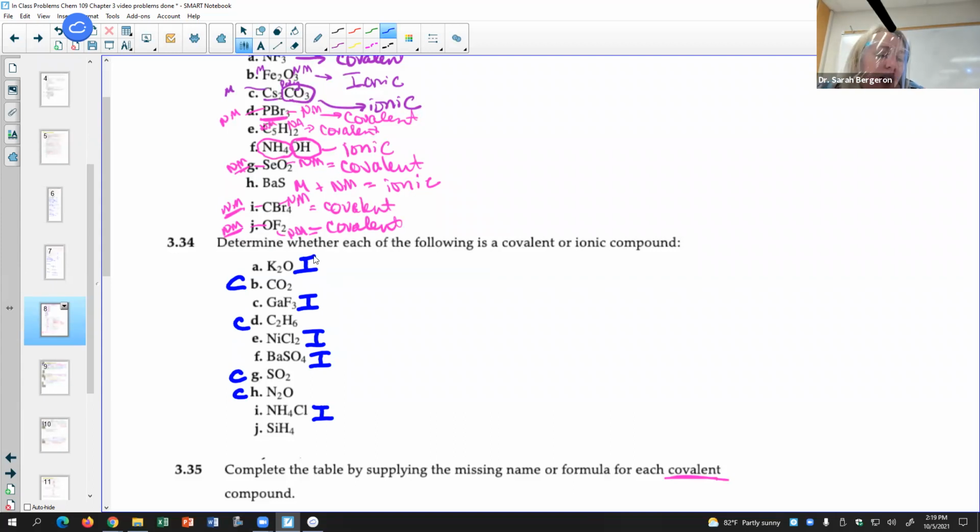Okay, SiH4. Careful with this one. What is Si? Who's your best friend? What's your best friend say? It's a metalloid. Oh, it's a metalloid. So in this case, because it's not a metal and a non-metal, because it's a metalloid, it's going to be covalent. So this is a metalloid.